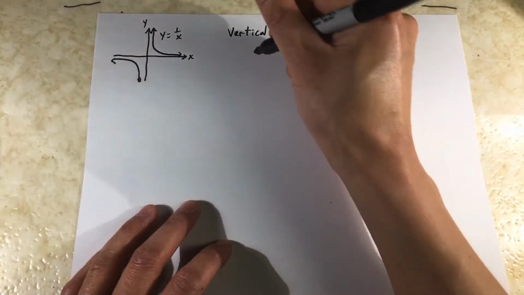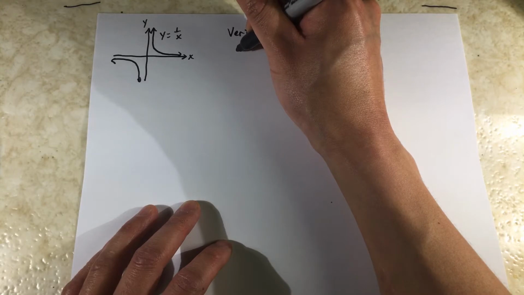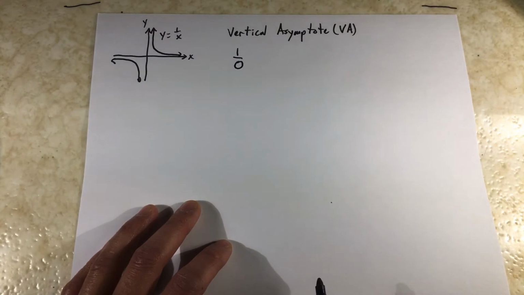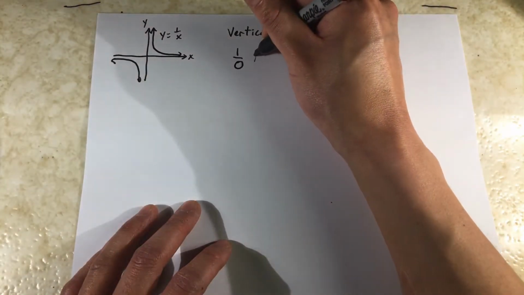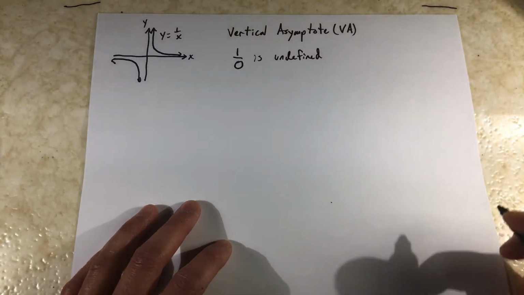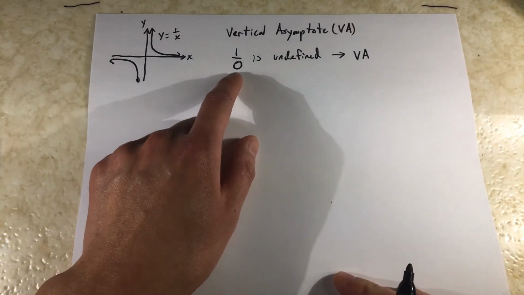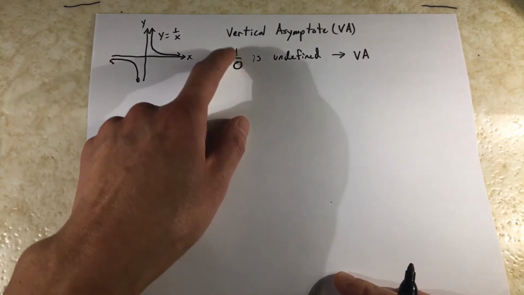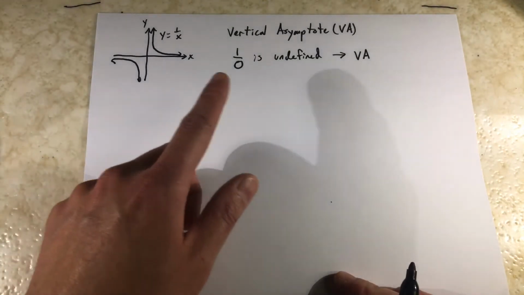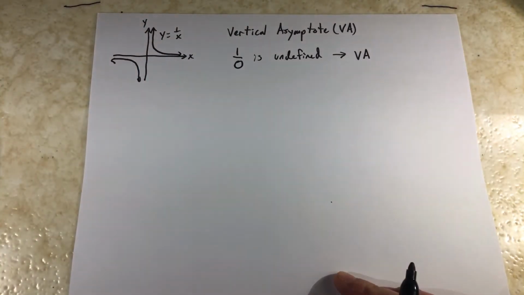All right, and basically these are defined by locations in the function where you get an undefined point. So specifically, one thing to remember is that you can't divide by 0. So any number divided by 0 is undefined. And basically these undefined points tell you where your vertical asymptotes are. So if you can find a point that has a 0 in the denominator, it could be any number over 0, then that's going to be undefined, and that's where you're going to have your vertical asymptote. And because it's undefined at that location, the function can't actually have a value along that asymptote.